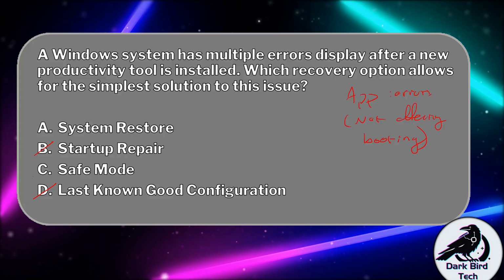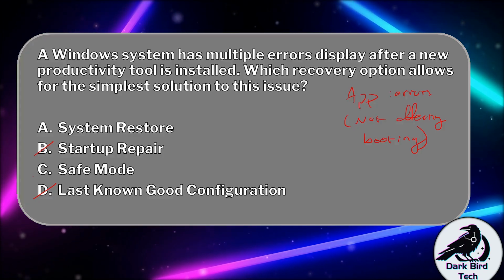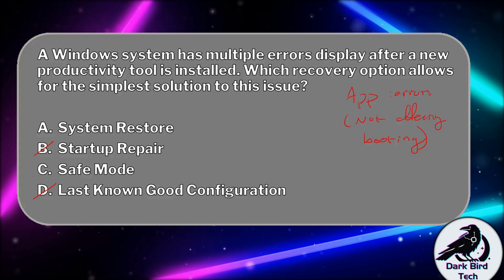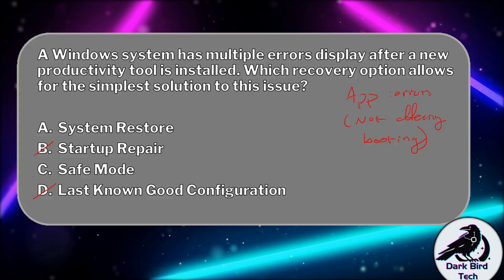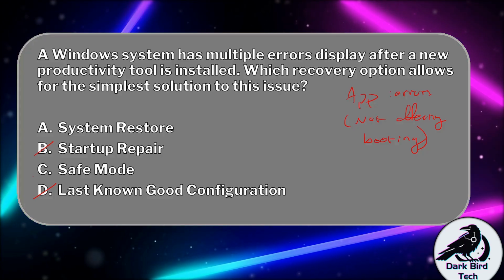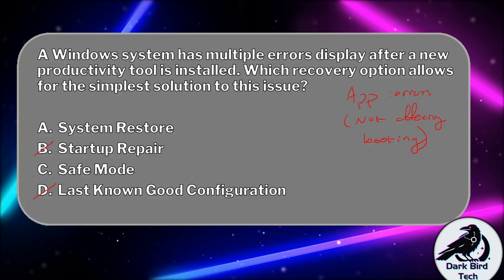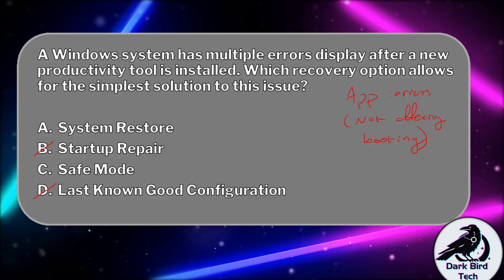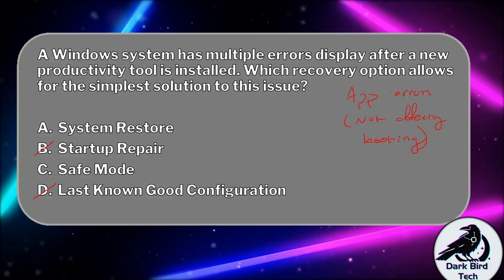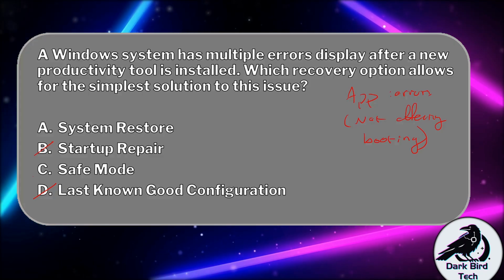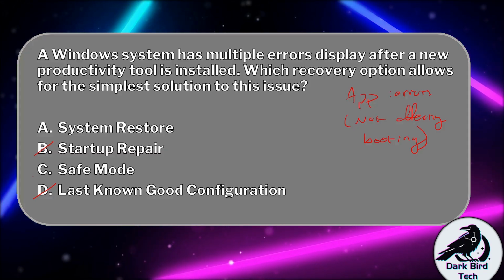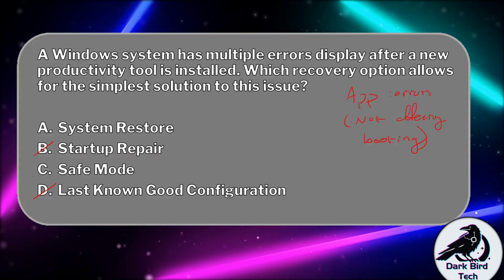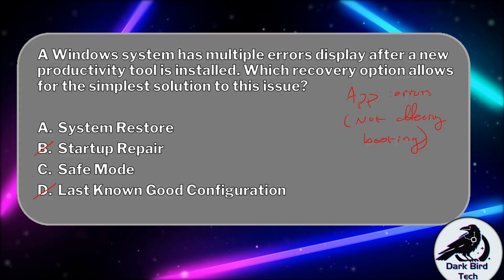The startup repair process goes and tries to repair things like your BCD files and some of the key executables that launch when Windows is booting. And then last known good configuration is an option that you get in the startup repair or recovery menu. So we're not having a problem here by the looks of it with the operating system booting, saying Windows is displaying errors. So it's unlikely that those two would be the right answer. That leaves us with safe mode and system restore.